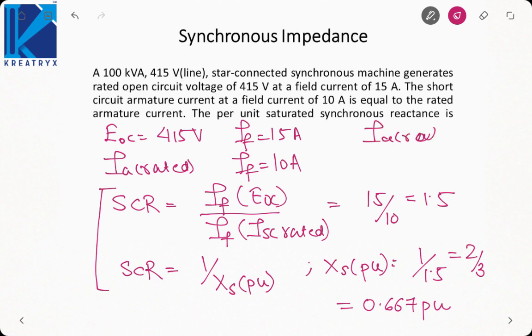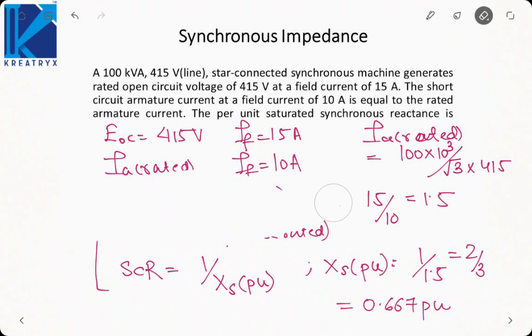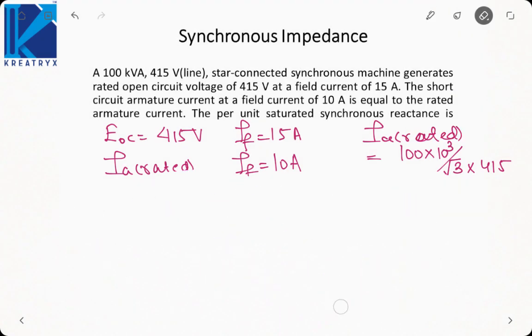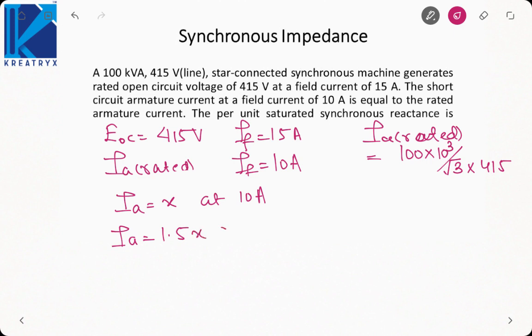Other way around, you can first find out IA rated. How can you find it? That is power upon root 3 into line voltage. Once you have IA rated, we know that the short circuit characteristic of an alternator is linear. So suppose IA is X at 10 ampere field current. Then IA will be 1.5X at 15 ampere. Why? Because if field current becomes 1.5 times, IA will also become 1.5 times.